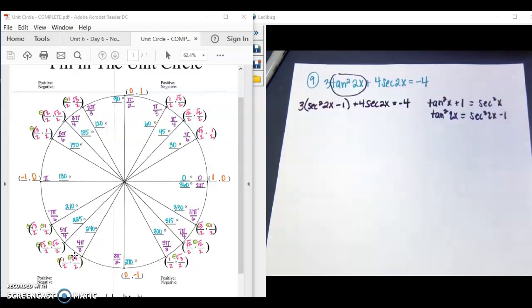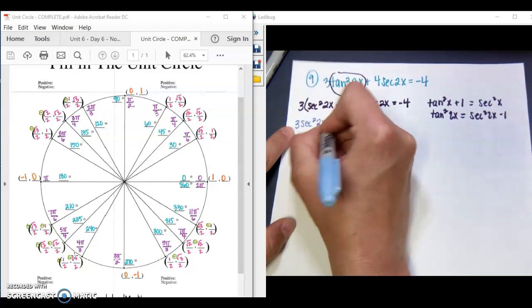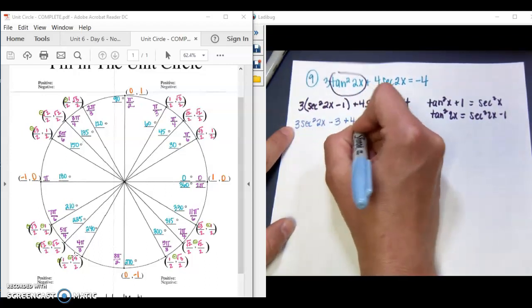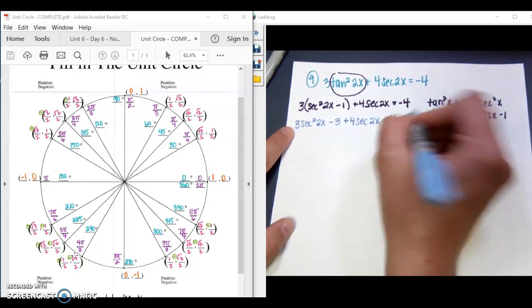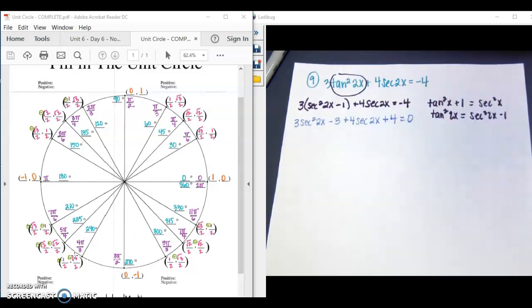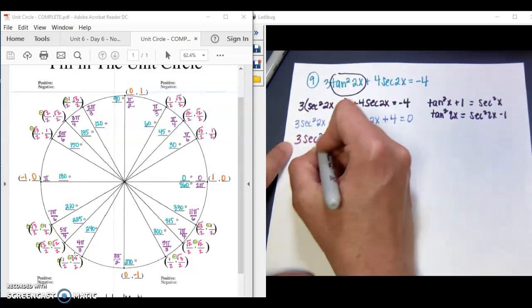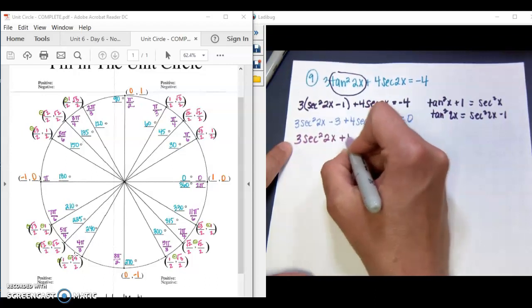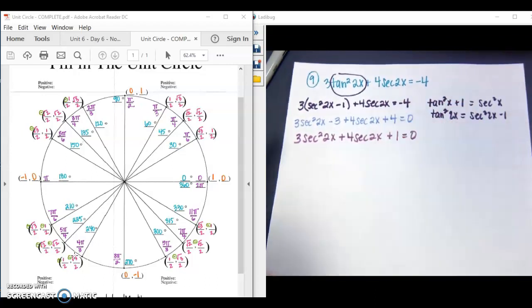And then I'm going to distribute. I'm going to go ahead and bring that 4 over. And then we're going to put everything in order. And we're going to combine like terms. So it looks like that. So we do have all the same trig functions, so we are ready to factor.